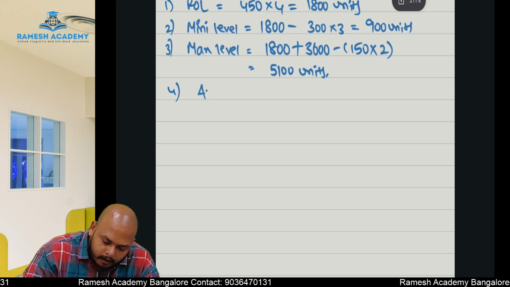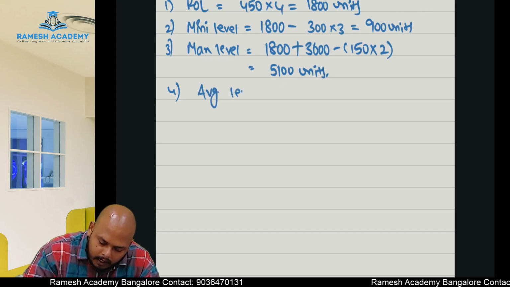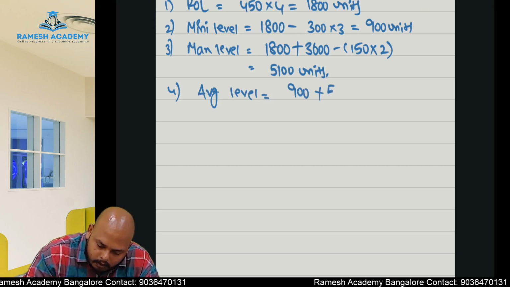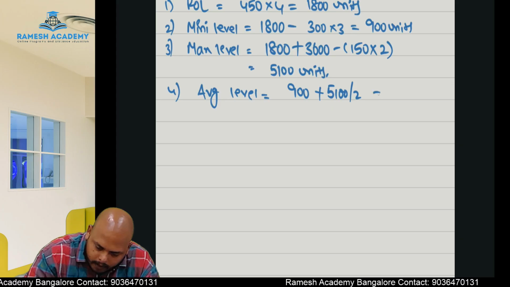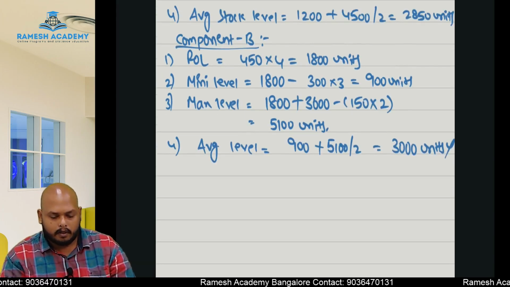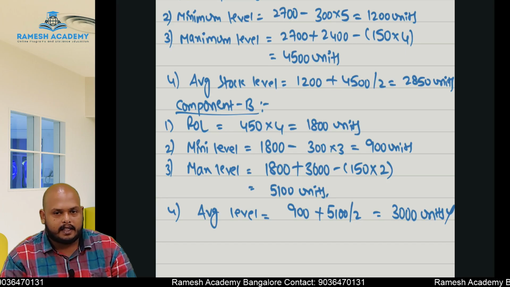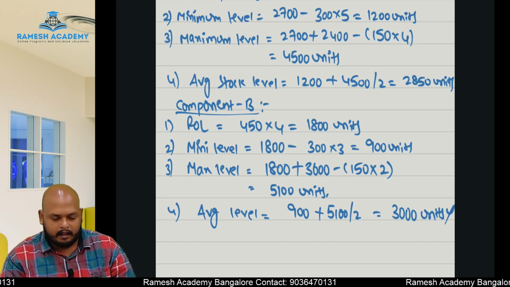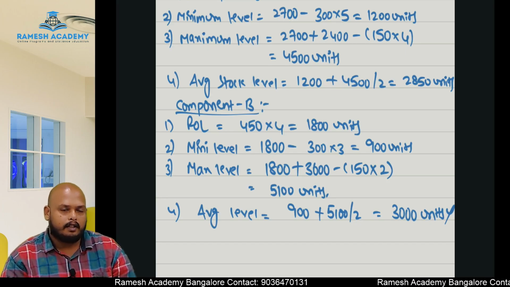Fourth one, average level is equal to 900 plus 5100 by 2, that is nothing but 3000 units. That's all, Nana. So these are the different stock levels, Nana, which we calculated. Just formula based. You have to learn the formula.